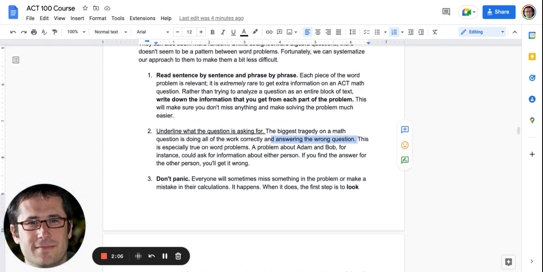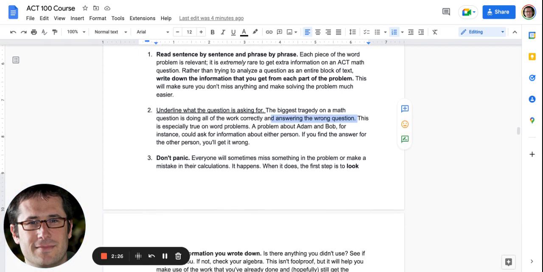A lot of times what will happen is you'll have to solve for Adam first, and then they'll ask about Bob. And that makes it especially easy for you to answer Adam. And trust me, they will have the wrong answer for Adam, like the price that Adam was. That will be one of your answer choices every single time. They know that students do that.